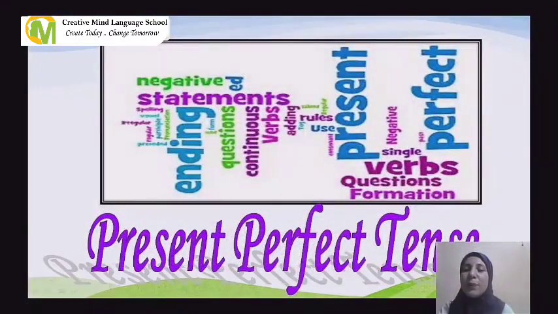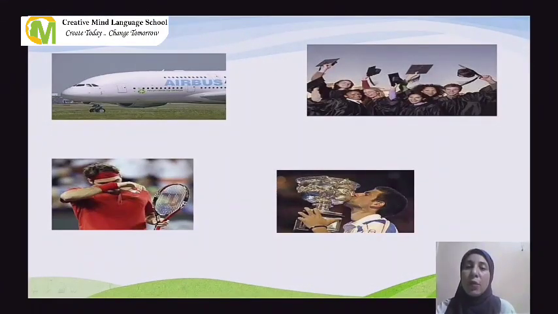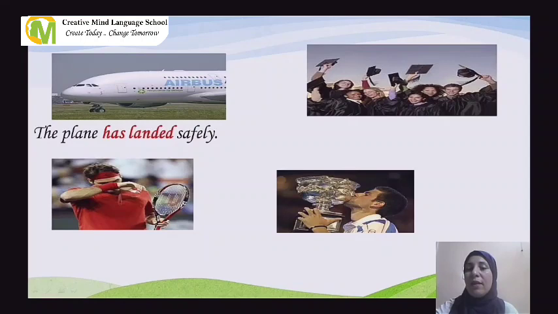The present perfect tense. This four sentence. Can you guess where is the verb? What represents the present perfect form? The plane has landed safely. Where is the verb? Is it has or landed?